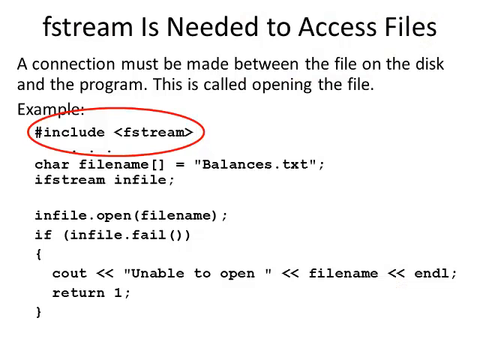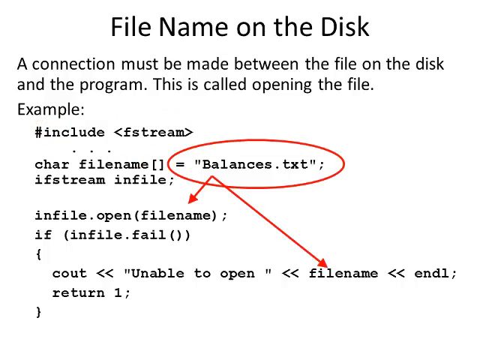Here are some examples. I start off with an include. I have to say include less than fstream and then a greater than. That brings in the include file for all of our file stream. Fstream is for file stream. That has all the stuff to open the file, to work with an input file, and to work with an output file.